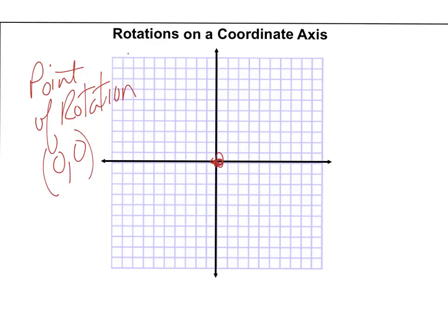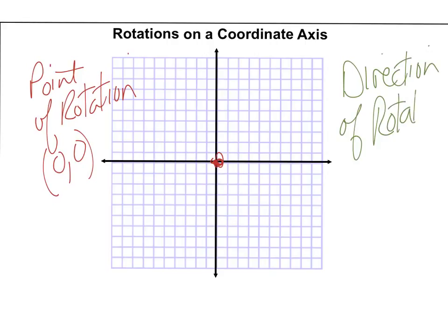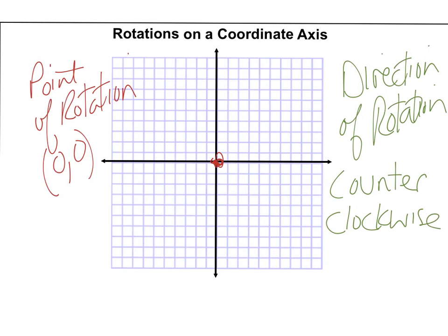The second point I want to make is the direction of rotation. And this is a little bit weird, but we will always be rotating in a counterclockwise direction. I want to show you what that means. Okay, if I have an object here, let's call it a triangle ABC, and I want to rotate it 90, 180, 270, whatever amount of degrees, I'm going to be rotating it around the origin in that direction.